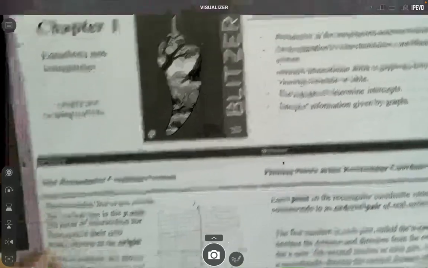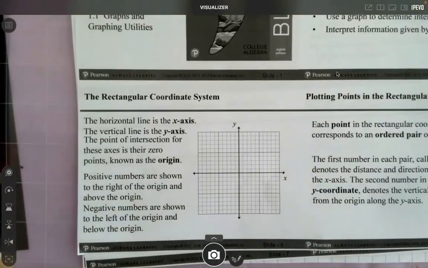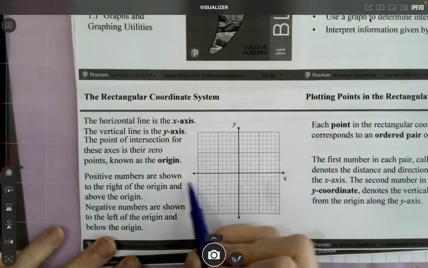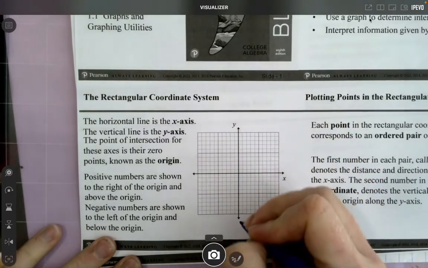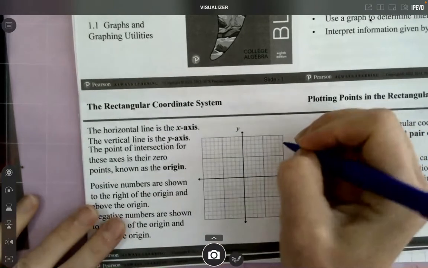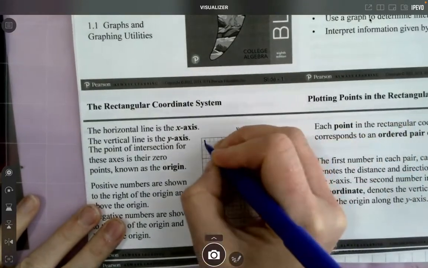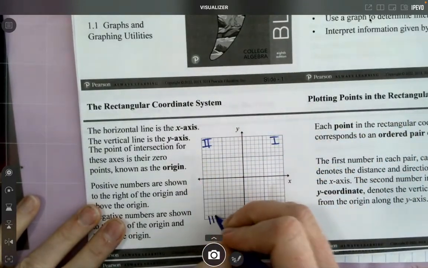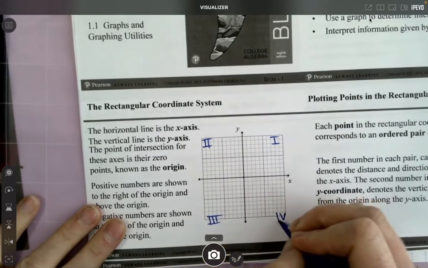So this is an overview of the coordinate system. We have the x-axis, the y-axis. Where they cross is called the origin. The quadrants are labeled 1, 2, 3, and 4.